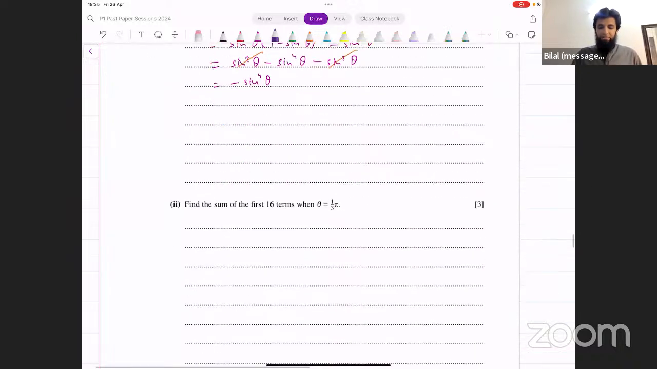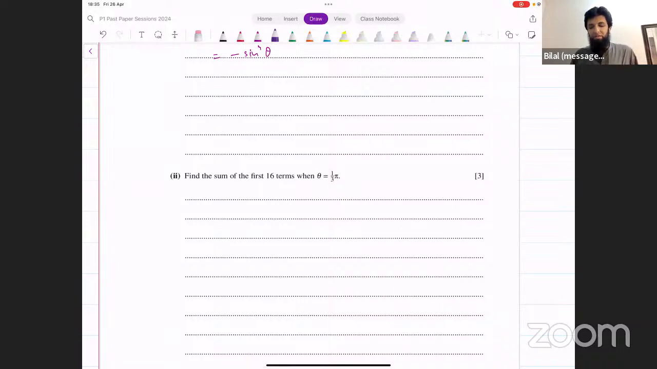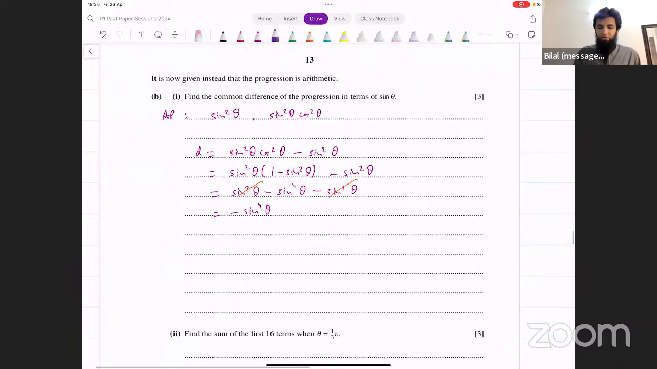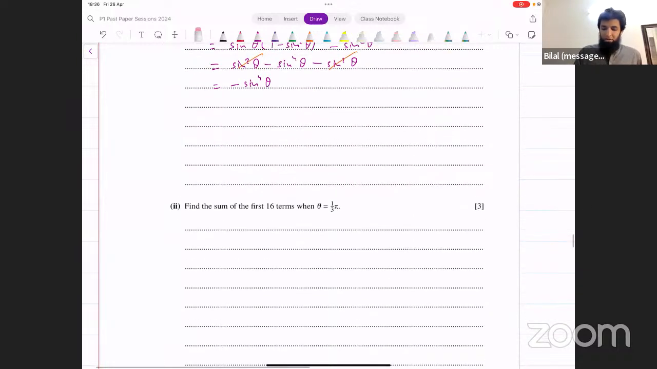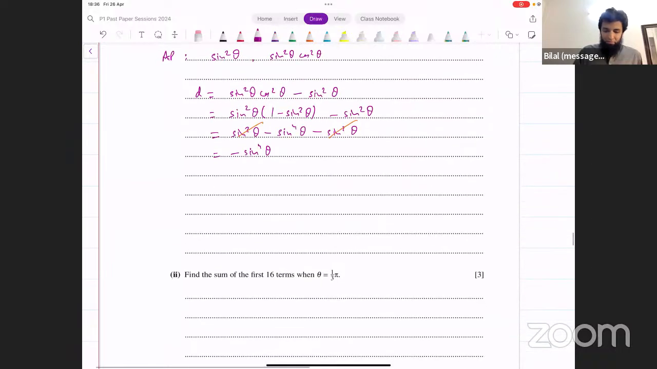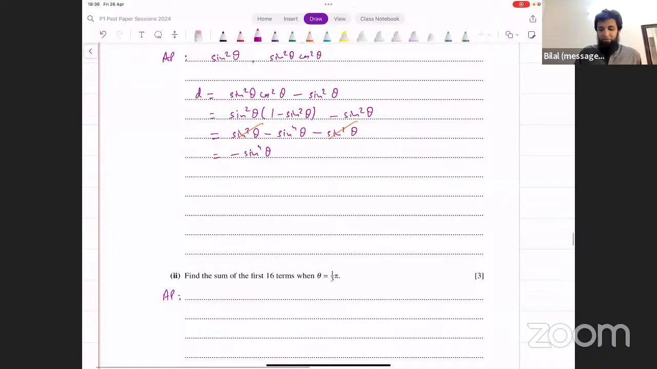Right? And now it says find the sum of the first 16 terms when theta equals pi over 3. Now, they have given us that the sequence is arithmetic. The first term is sine square theta. Let's actually find the first term and the difference first. A is sine square theta. And the difference we found to be minus sine raised to power 4 theta.